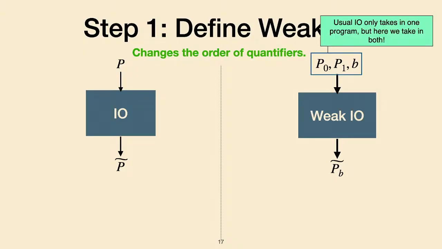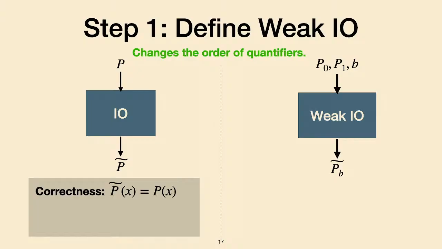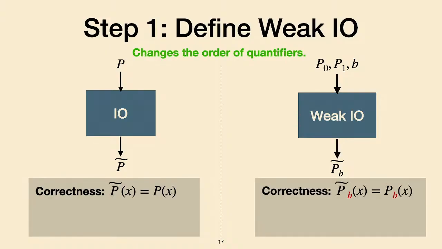So you can think of this as, in I/O, usually at the security analysis step of things, you'll have 2 programs to talk about. Here, I'm going to declare upfront what the 2 programs are. That's the only difference here. So correctness in I/O says that P better maintain the functionality of the original program. And here, I'm just going to say that the bit B tells you which of the 2 programs it should be equivalent to. So this output program is P sub B.